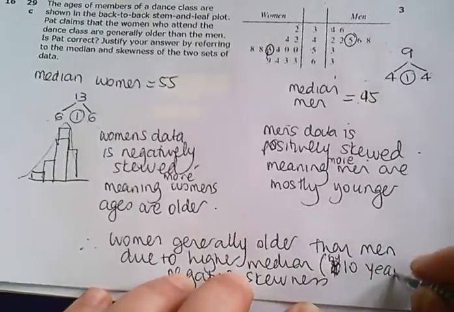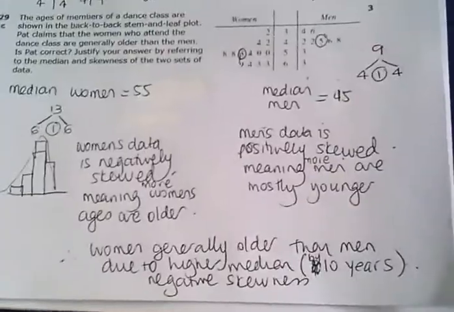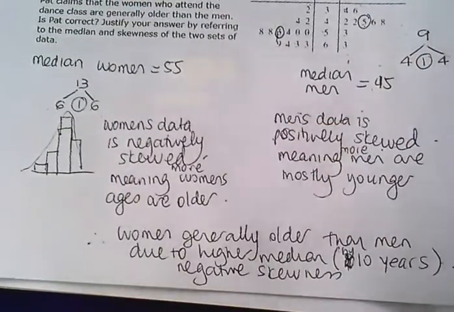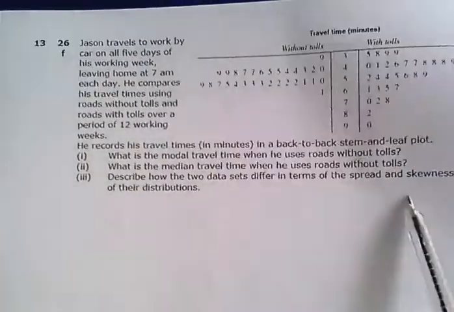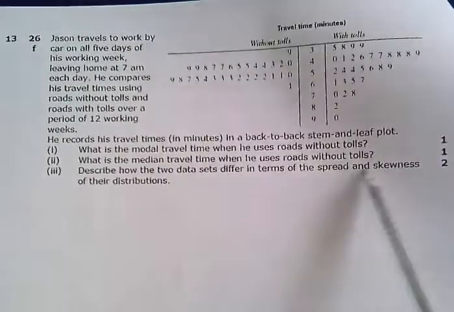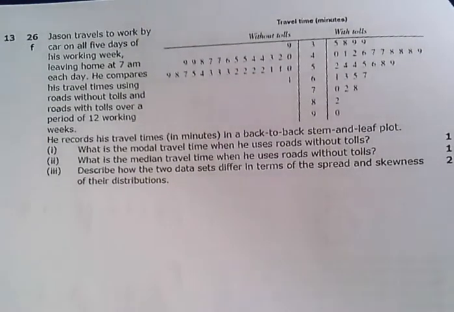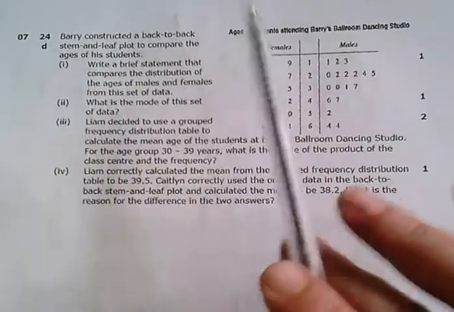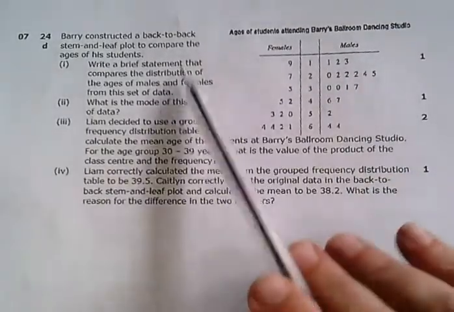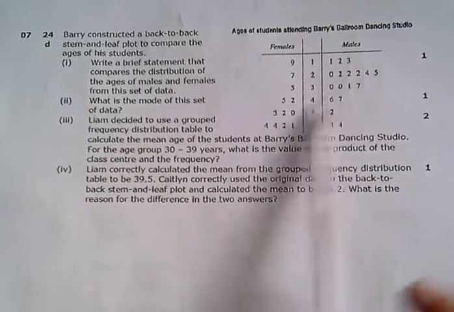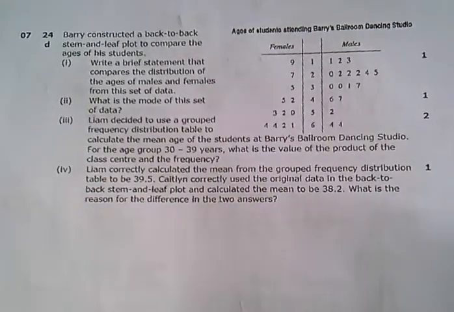Miss, do we have to give working out? Yes, you must give working for medians. Question 26 you can do on your own because they're asking you for the median. They're asking you for spread and skewness of the distribution, exactly the same as what we just did. Just want to quickly look at question 7, 2007, question 24D. All right, you can do the distribution of the ages. That's fine in terms of skewness. You can work out the mode.